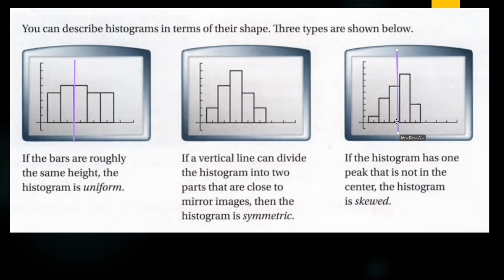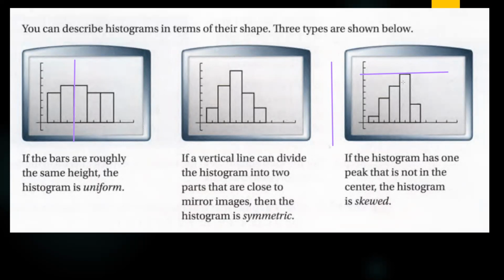Sorry, Miss, I didn't understand the skewed one. The skewed one, like here you have the maximum data. This is the maximum. You see that the maximum is not at the beginning, it's at the end. So that means the data are skewed to the right.